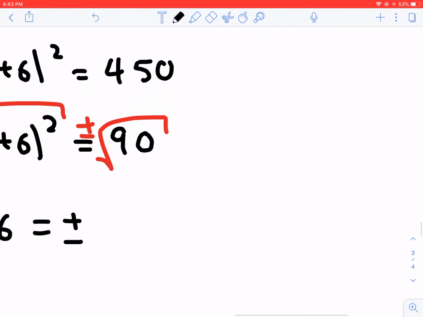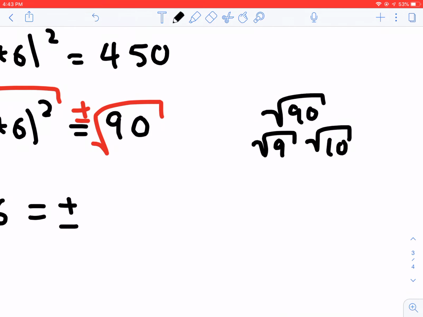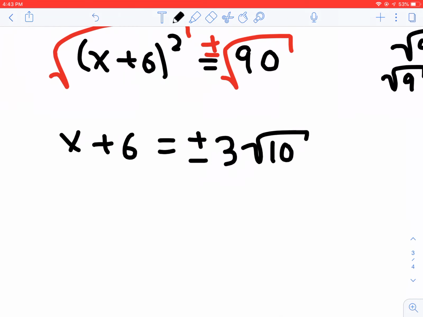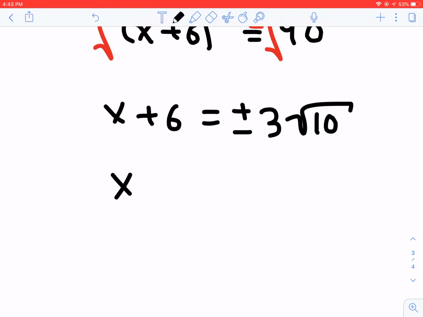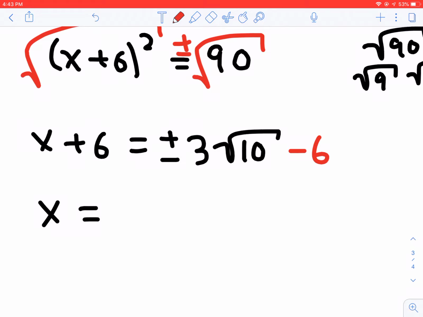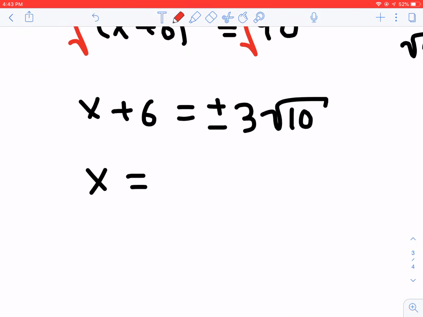Right, how can we break down the square root of 90? I can break it down to 9 and 10, which is 3 radical 10. So plus or minus radical 90 becomes plus or minus 3 square root of 10. I'm going to minus 6 on both sides now, and I'll write x equals, and again, you can put the minus 6 at the end when you minus 6 on both sides, but typically it's going to be written with the negative 6 first, plus or minus 3 square root of 10.